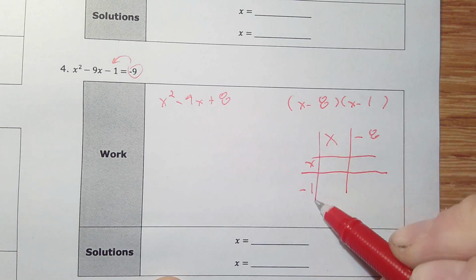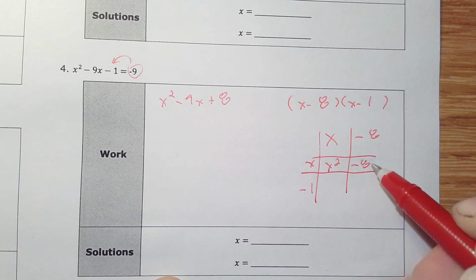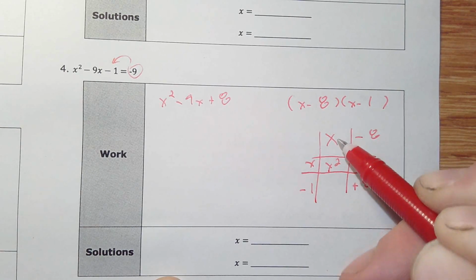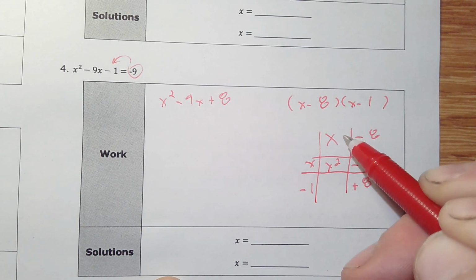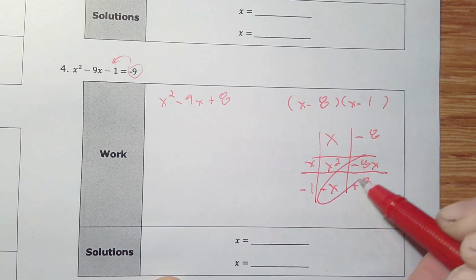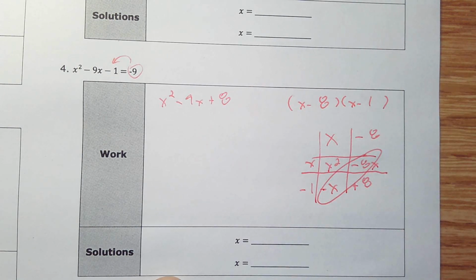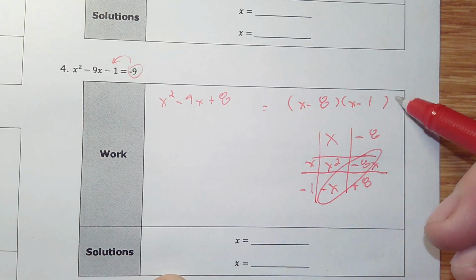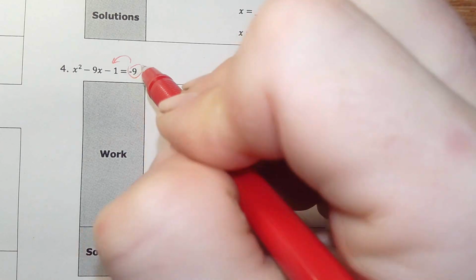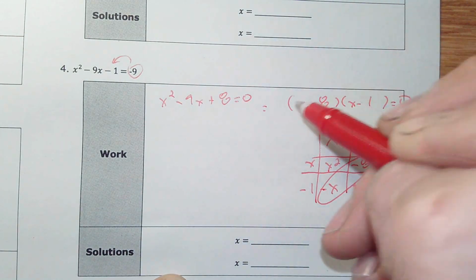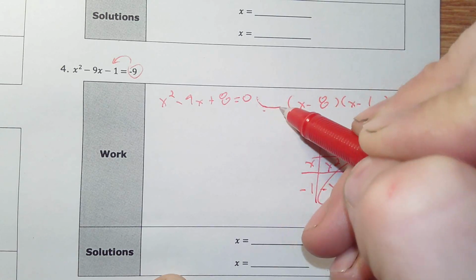They're not always factorable. x squared minus 8x, excuse me, this is going to be plus 8, and this is going to be 8x, and this is going to be minus x. That makes it negative 9x. Yeah, so that's the way I'm going to do that one. So this all equals 0, right? Because I moved this over to make it that this equals 0.